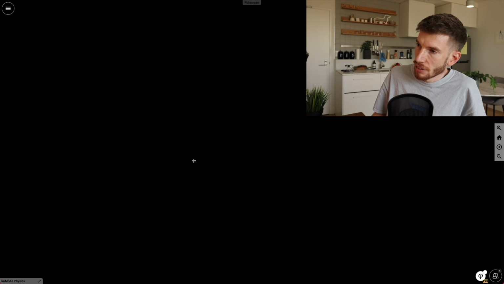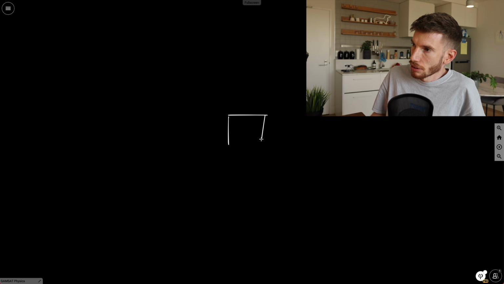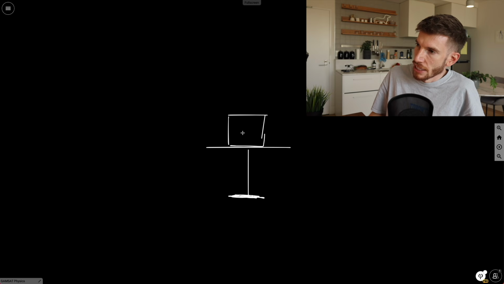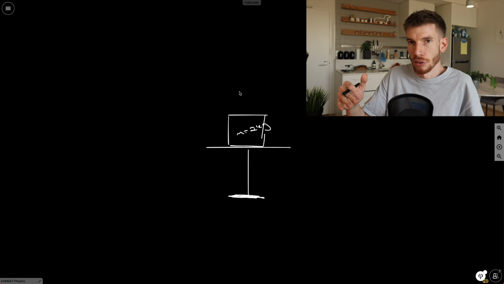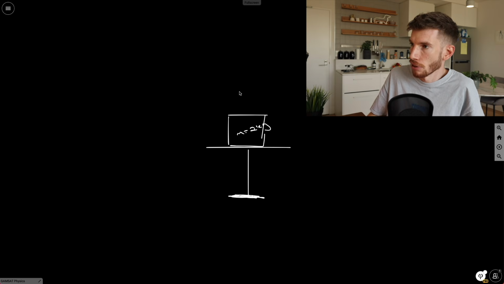So say we have an object like this, and it's going to be sitting on a table like this. And this object here is going to have a mass of 2 kilos, but it's going to have a bunch of forces being applied to it. And we're going to work out what's happening to it overall.